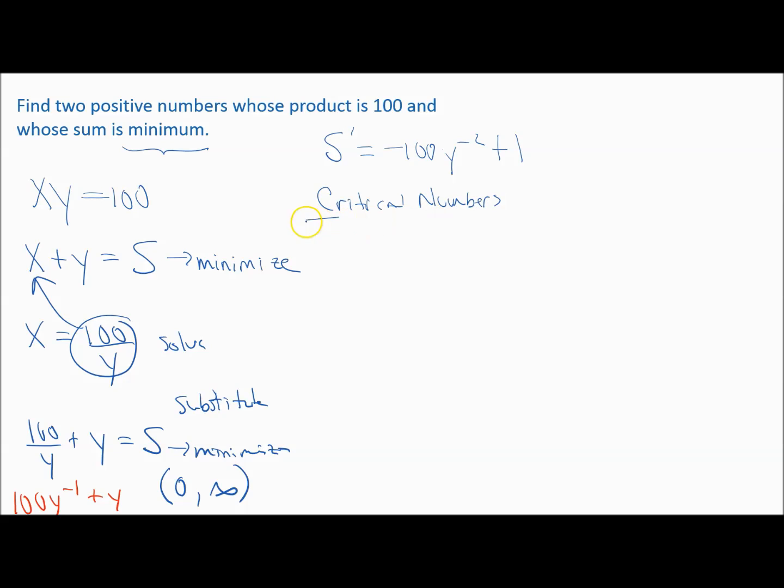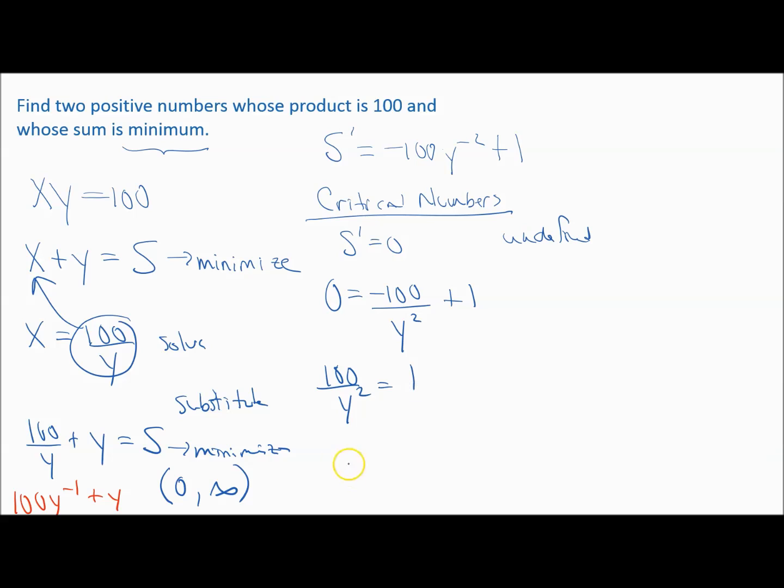So two things I got to do. I got to find out where the function is undefined and where the derivative is equal to 0. Okay, so where is it equal to 0? Well, I'll have 0 equals negative 100 over y squared plus 1. And to solve that equation, I'm going to subtract the 1. How about let's add the 100 over y squared? That feels better.